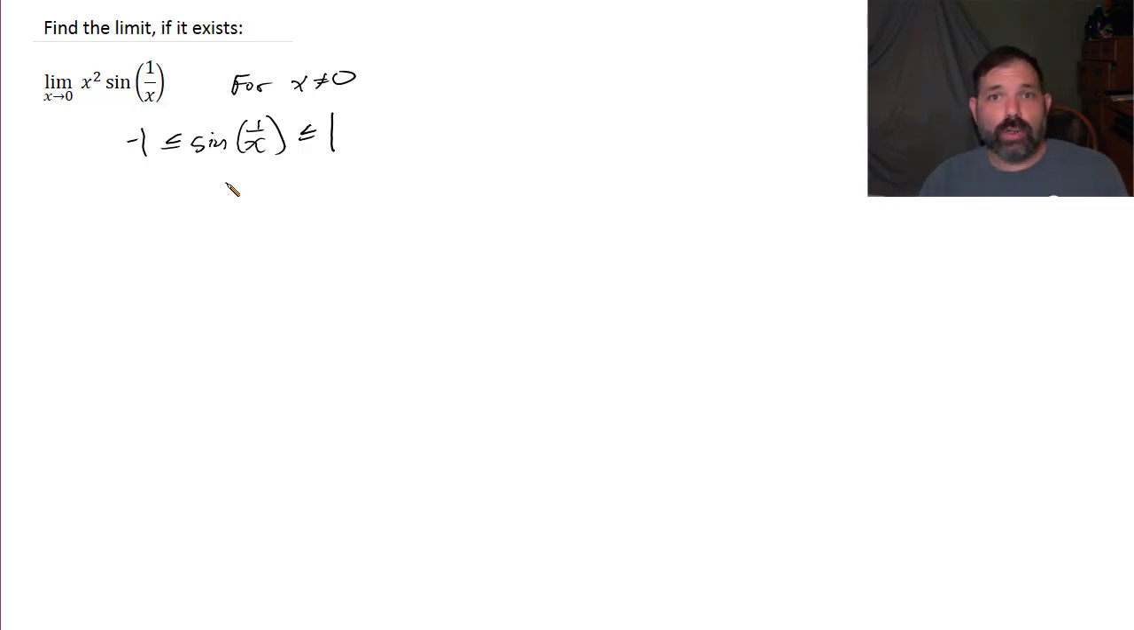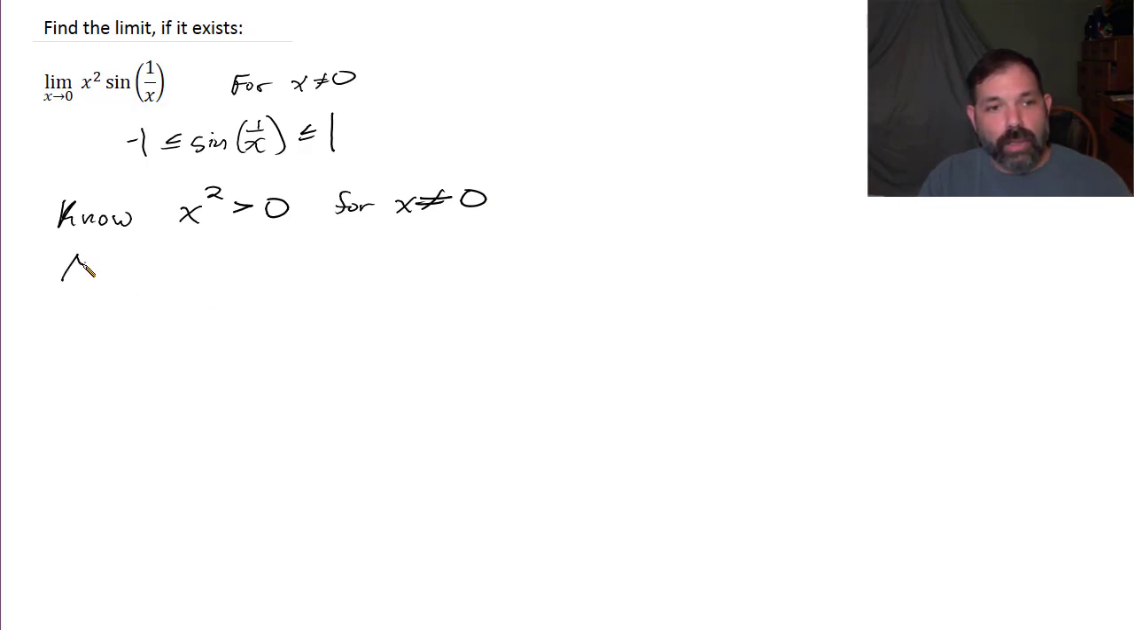That's how the sine function works. If you remember the sine function, the range of the sine function is -1 to 1. All right, so now what we're going to do here is, well, I need to get an x squared sine 1 over x. And I also know that x squared is greater than 0 for all x not equal to 0.